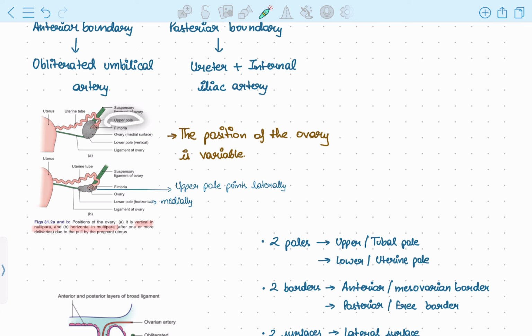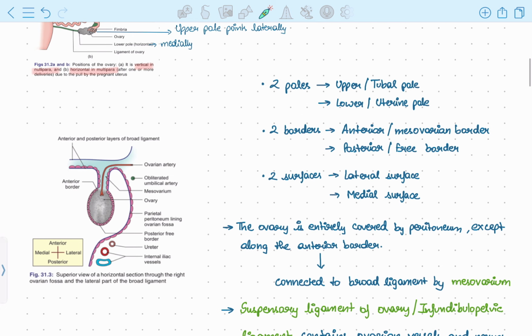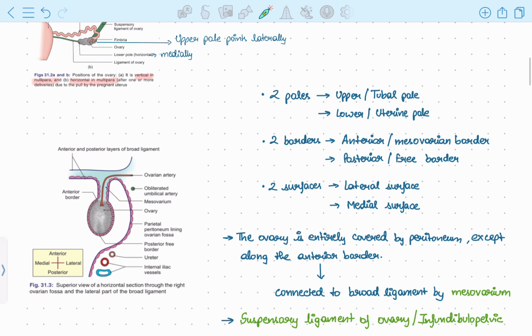We have an upper pole and we have a lower pole of the ovary. Whereas in a multiparous female, the ovary becomes horizontal. So the upper pole now points laterally and the lower pole points medially. Okay, so now let's study the different characteristics of the ovary. First we have two poles in the ovary.